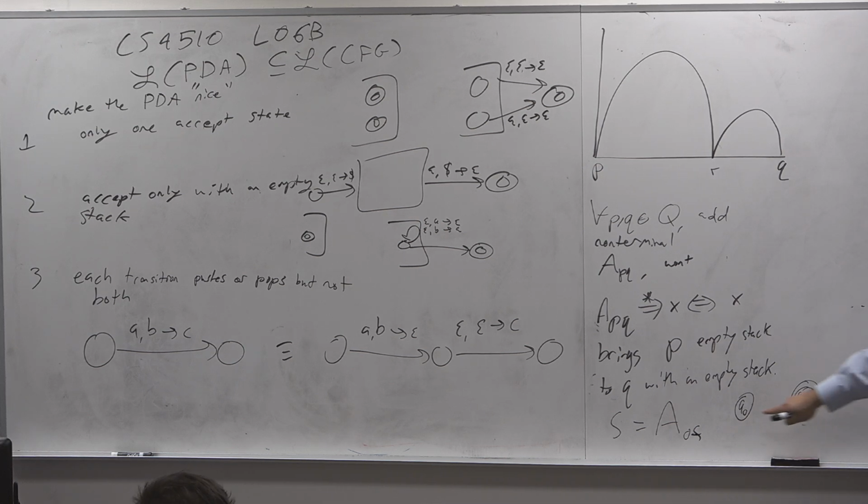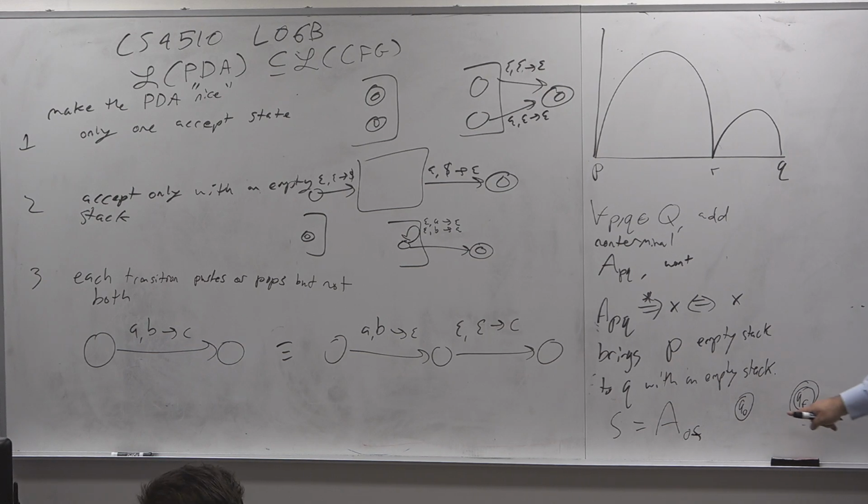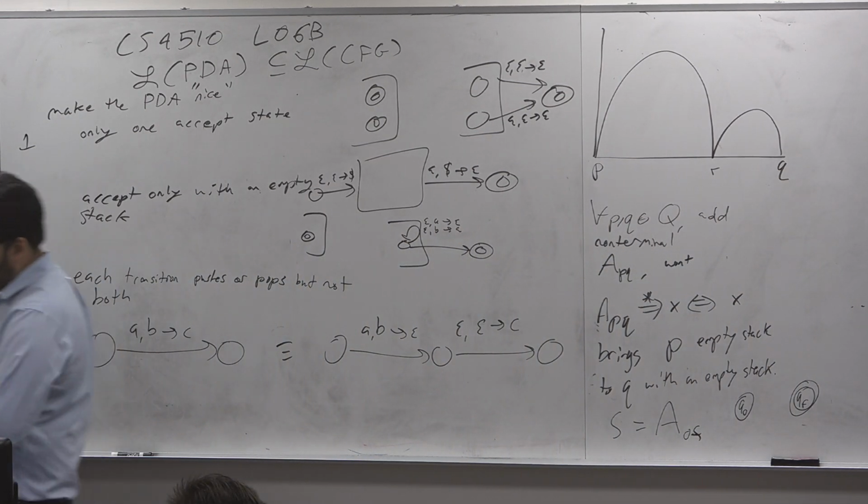So if A_0F produces a string, that string takes the PDA from the start state with an empty stack to the final state with an empty stack. So the PDA accepts that string. So this non-terminal produces it. And again, we're trying to convert the PDA into a grammar. So this grammar will produce strings that the PDA accepts. That's kind of what we're doing. Now, that's the motivating definition.